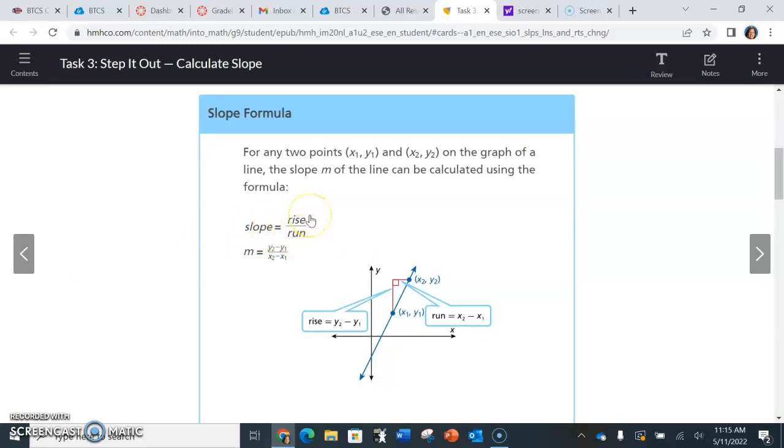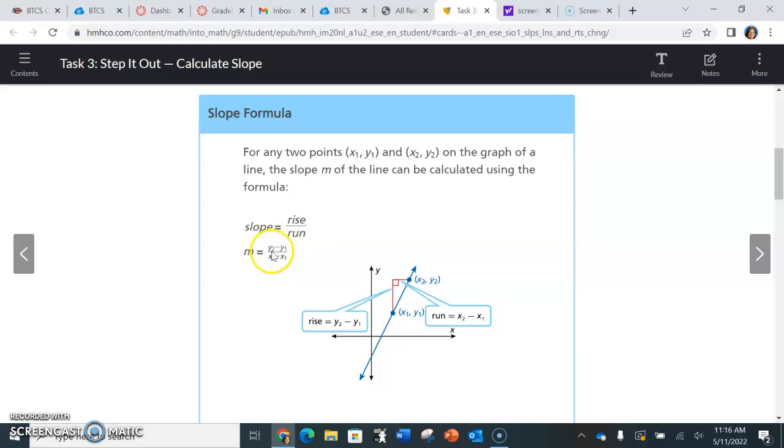Remember your rise, that's your y values. Your run horizontally, that's your x values. Rise comes from the y's because you can see here that your rise is your vertical movement and your run is your horizontal movement. So again, the rise is your y2 minus y1, and the run is the x2 minus x1. So your slope formula is rise over run, so difference of y's over difference of x's.